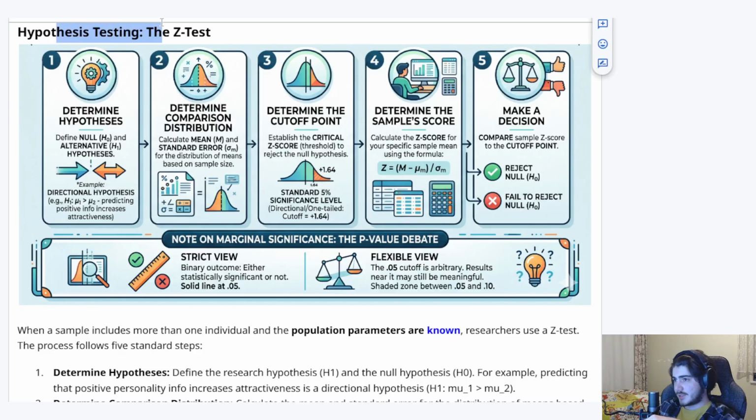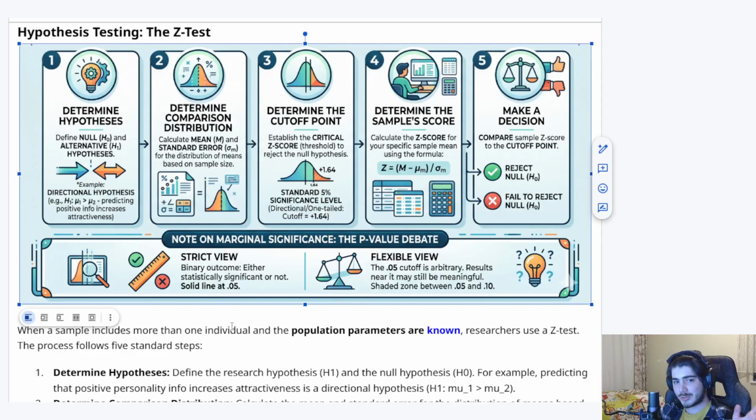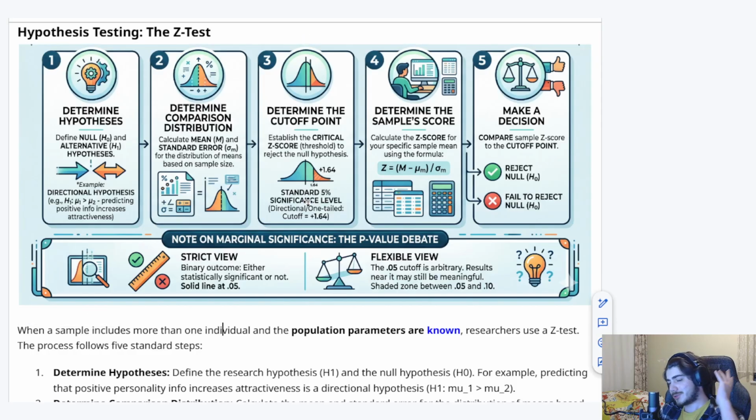How do we apply z-testing? We define the null and alternative hypotheses, H0 and H1. We then determine the comparison distribution. What is it? We take the mean and the standard error for the distribution of means based on the sample size that we have. We have the mean and the standard deviation because a holy power is going to give it to us in the exams, usually. If not, we will use confidence intervals, etc., but we will get to those.